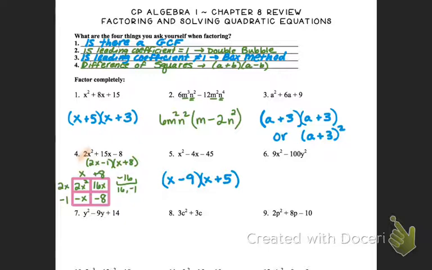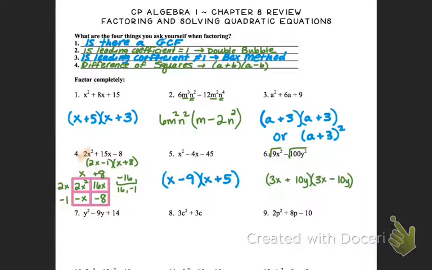Number 6, there is no GCF. We only have 2 terms, so that means it must be difference of squares. The first term is a perfect square, and so is the second term, separated by a minus. So we can take the square root of the first term, square root of 9x squared is 3x. Take the square root of the second term, square root of 100y squared is 10y, separated by alternating signs.